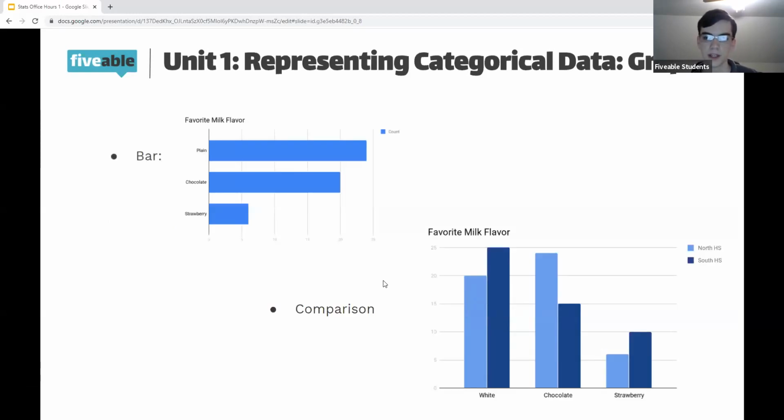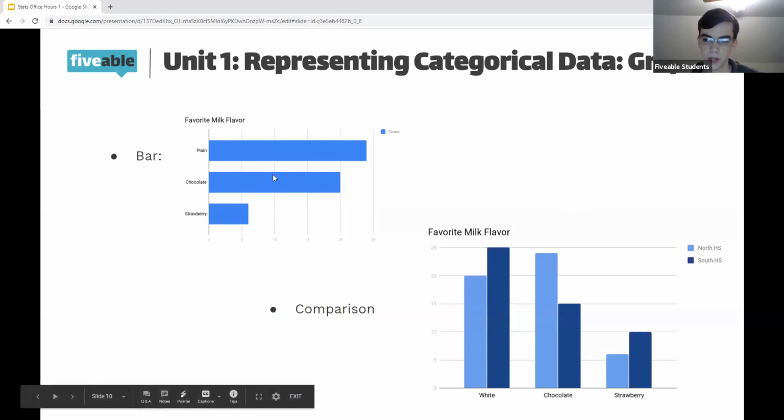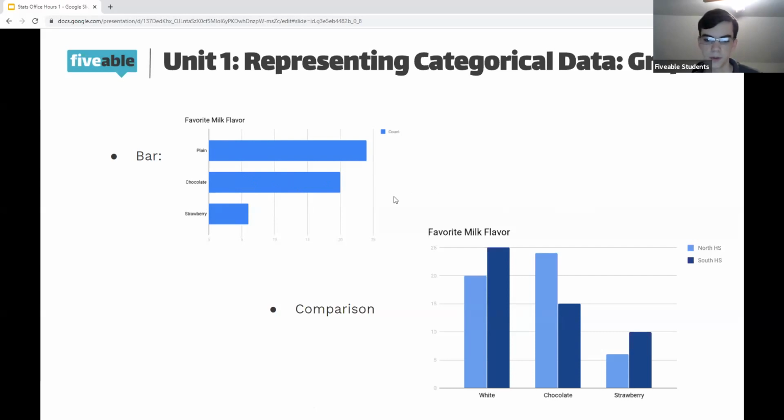So representing categorical data in terms of graphs. So the most common way you'll see this done is with a bar chart. And so that's just really simple. You've probably been doing this since, I think I first did in second grade, you just have one axis with your categories and the other axis with the count.